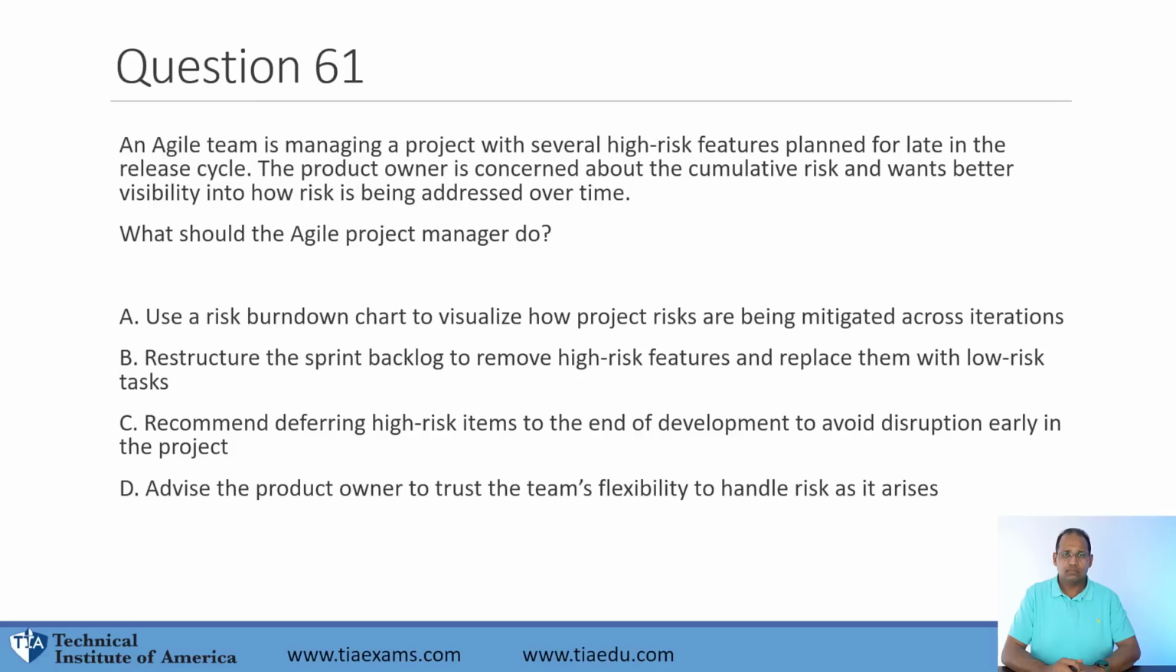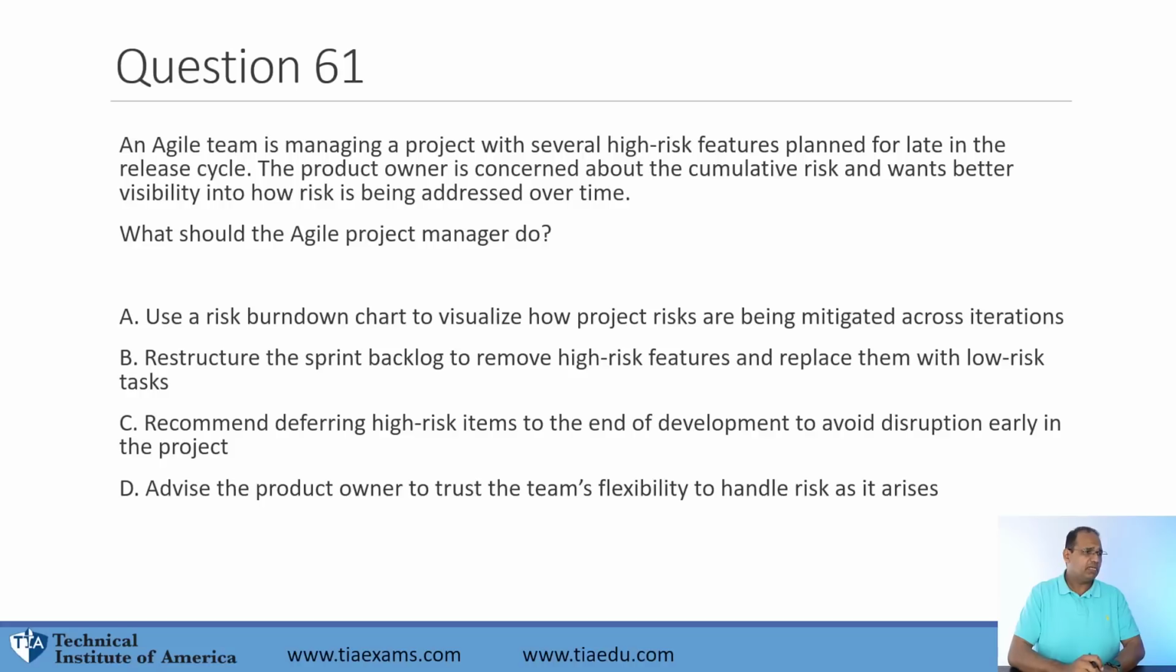Let's go right into it and get started on these questions. Question: An Agile team is managing a project with several high-risk features planned for late in the release cycle. The product owner is concerned about the cumulative risk and wants better visibility into how risk is being addressed over time. What should the Agile PM do?